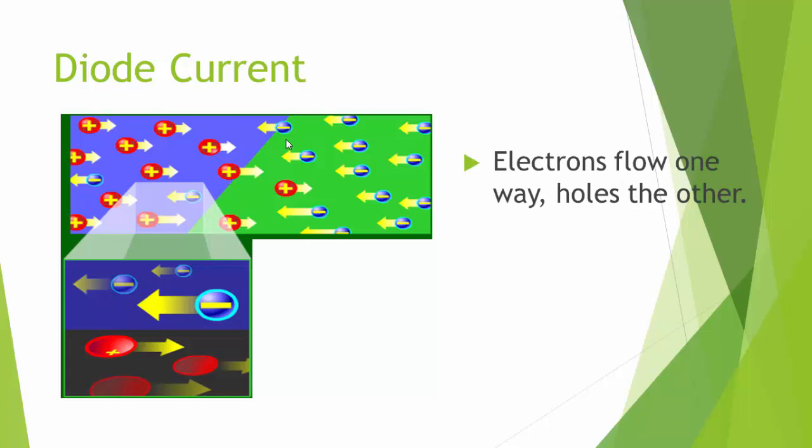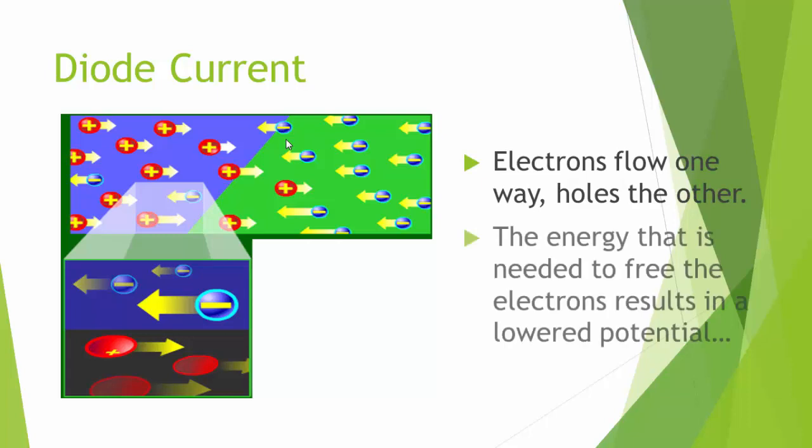So in a diode then, electrons flow one way, holes flow the other. And the energy that we need, that we talked about, to generate those holes or to free those electrons, well, that's the potential that we found missing when we were measuring our voltage drop.